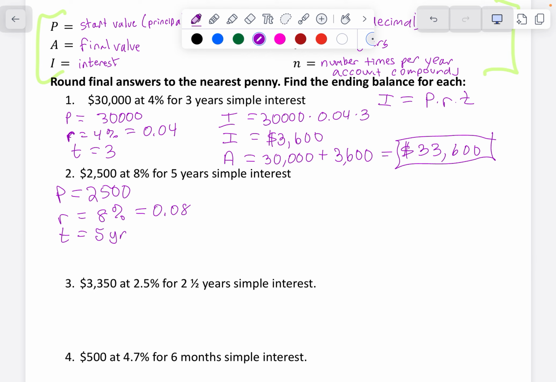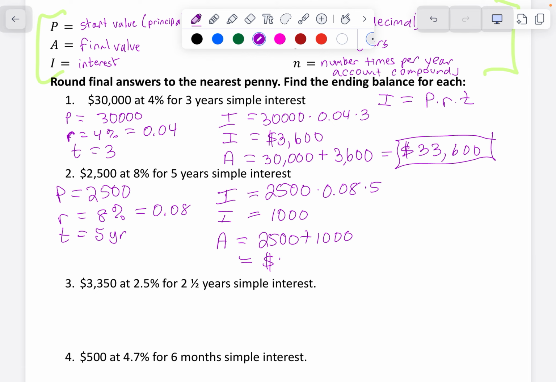So we're now ready to put it into the interest formula. So we're going to do 2,500 times 0.08 times 5. Now remember, that's going to give us our interest. And that interest is $1,000. So to find your ending balance, just take your starting balance, add on that interest for a total of $3,500. Okay.